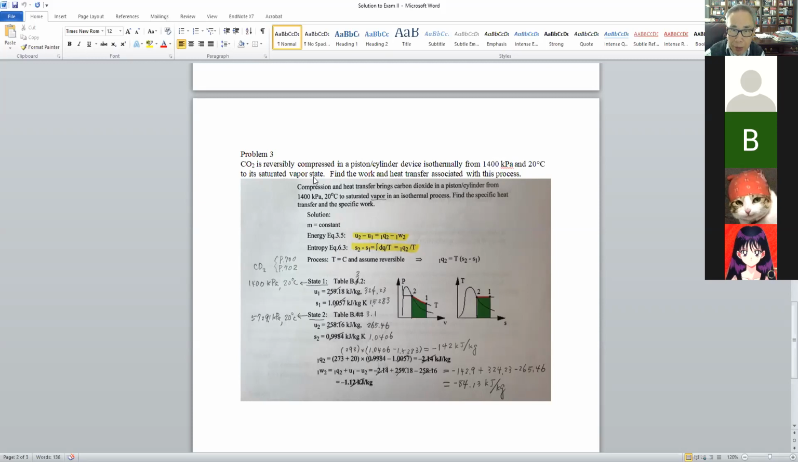I would say yes, because every time you see saturated and isothermal, the ending state must be at 20 degrees C also. And the pressure is at the saturated vapor state. Then we are asked to find the work and heat transfer associated with this process. So we are asked to answer the two quantities in the first law.